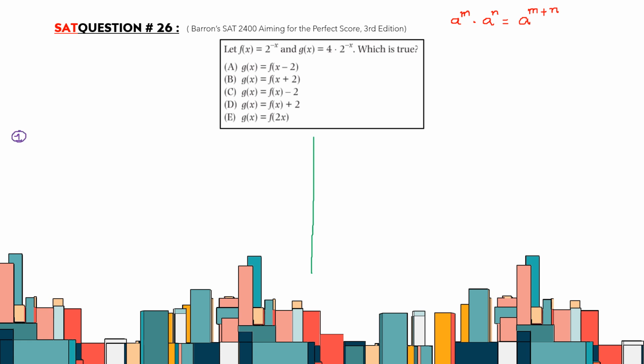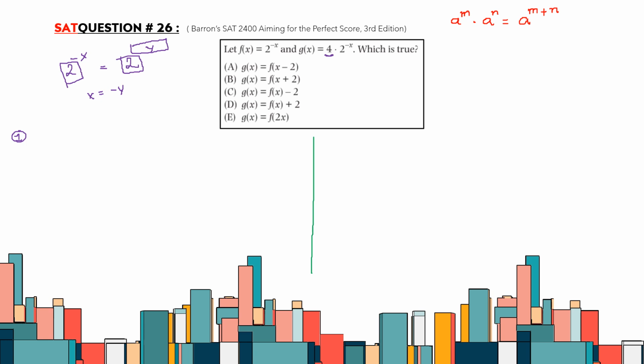Method number 1. We see that f of x and g of x differ by a factor of 4. To compare something like this, we usually think that 2 to the negative x should be equal to 2 to the power of something, let's call that y. So x will be equal to negative y. We need the same base, and then we try to make the exponents equal.